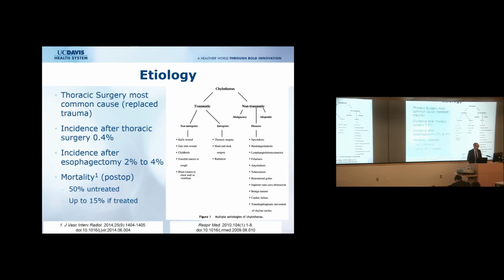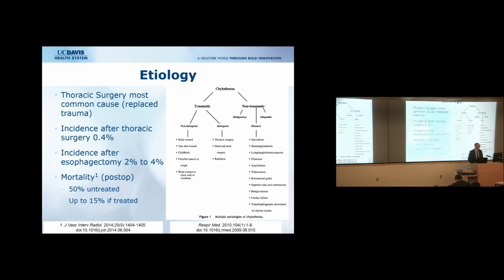So, a little busy slide here, but at this point, at least in the reading, there's some variation to this, but thoracic surgery, according to the most recent reviews, has actually surpassed trauma as the most common cause of chylothorax in the post-traumatic setting, traumatic being either iatrogenic or non-iatrogenic, as is depicted in this schematic on the right. The incidence after esophagectomy is described as somewhere between 1.5% to 4%.